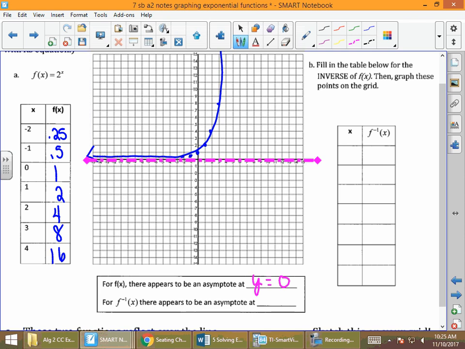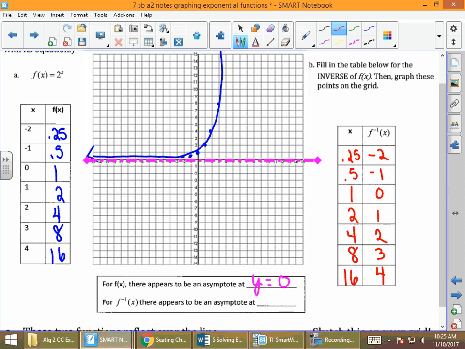Now what we're going to do is the inverse of that. In the inverse, we switch the x's and the y's. So negative 2, negative 1, 0, 1, 2, 3, 4, over here in the y category. And then we have 0.25, 0.5, 1, 2, 4, 8, and 16, reading from the previous table. All that I did is I switched those values. Negative 2.25 becomes 0.25, negative 2. Negative 1.5 becomes 0.5, negative 1, and so forth.